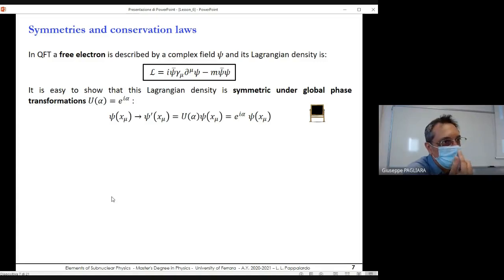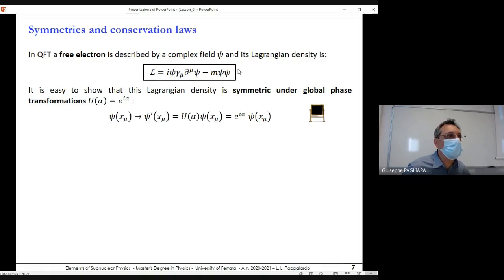Yesterday we introduced the Lagrangian density for a scalar particle and for a free fermion. Once you introduce the Lagrangian density into the Euler-Lagrange equation, you get the equation of motion as a result: the Klein-Gordon equation in the first case, and the Dirac equation, or the adjoint Dirac equation, in the second case.